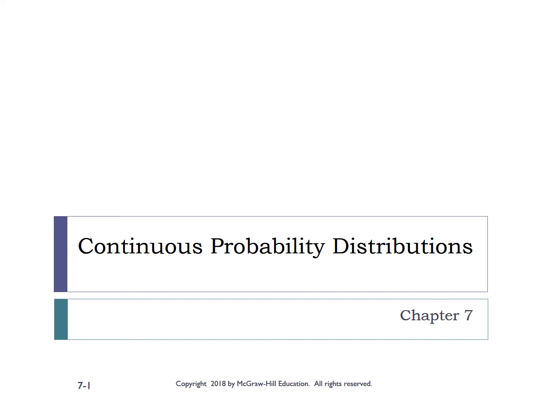Continuous probability distributions, Chapter 7. In this chapter, we will continue studying probability distributions by examining a continuous probability distribution. We will learn about the normal probability distribution, which is the most important continuous probability distribution. It has many real-life applications.